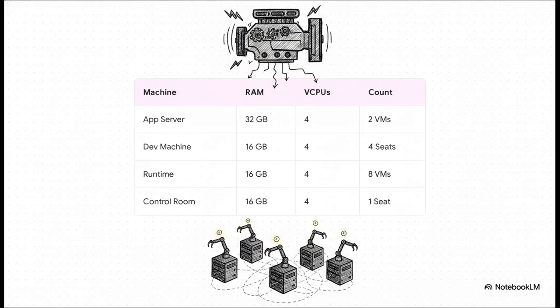But scan down to the runtime resources, these are the black box machines where your everyday digital workers actually execute their tasks. Those only need 16 gigabytes of RAM. So the infrastructure is scaled super efficiently. You're putting the heavy computing power exactly where the orchestration happens, while keeping the execution nodes lean and standardized.